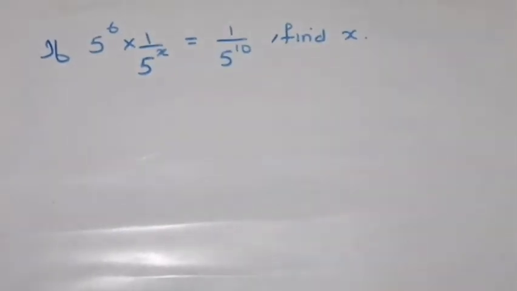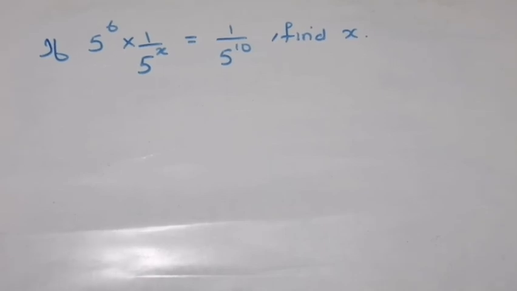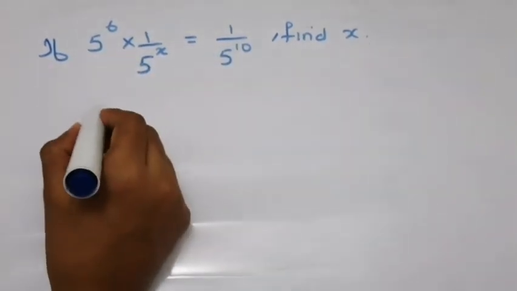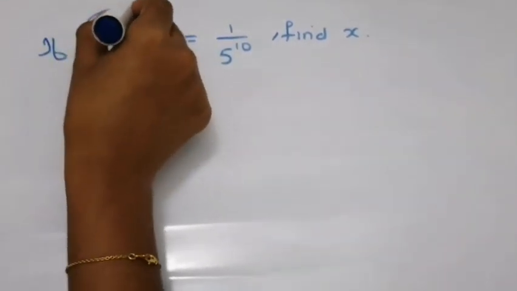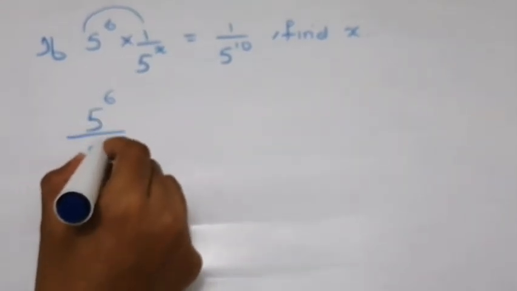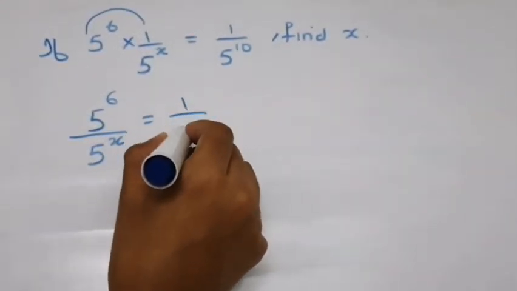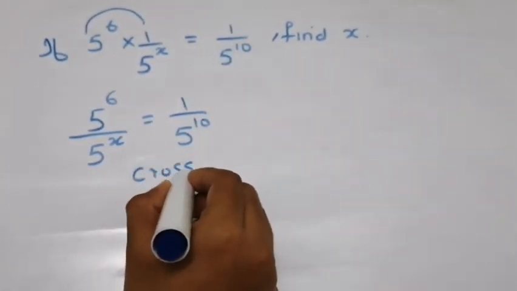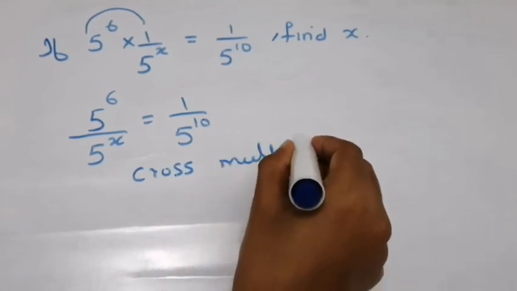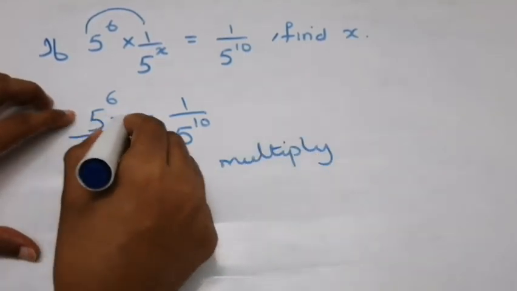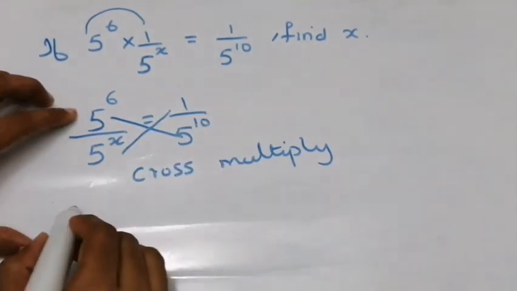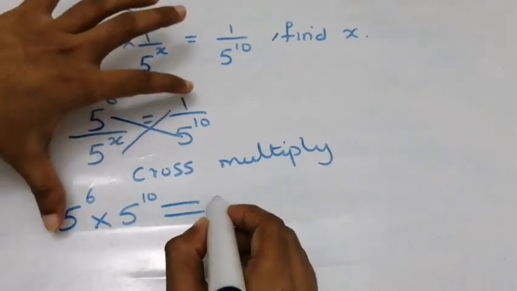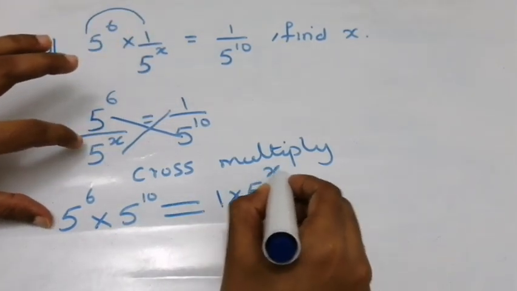Yes, children, next question. 5 to the power 6 into 1 by 5 to the power x is equal to 1 by 5 to the power 10. Find x. So here we know 1 into 5 to the power 6 is 5 to the power 6 divided by 5 to the power x is equal to 1 by 5 to the power 10. Very simple method is to just cross multiply. Multiply like this. Okay, so 5 to the power 6 into 5 to the power 10 is equal to 1 into 5 to the power x.